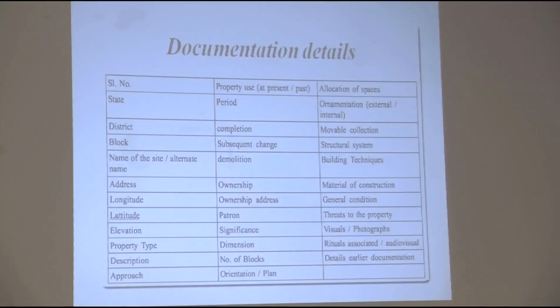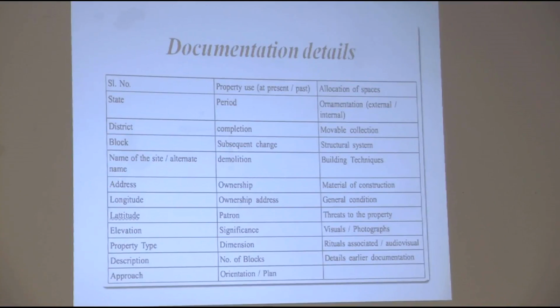These are the major components of the data we have collected. This is very important because we are planning to integrate multiple layers of data, multiple maps, so what can go into which map. If you see the first column, the description and the approach to the site is very important for the tourist map of India. The period of the site is very important for the historical map of India. The orientation and the plan are important for the architectural map of India.